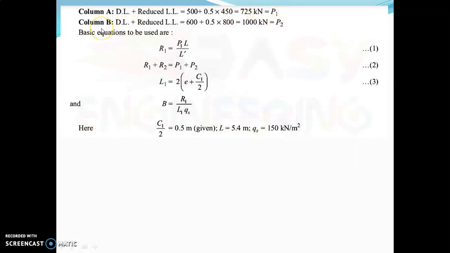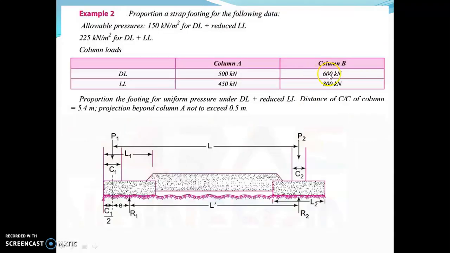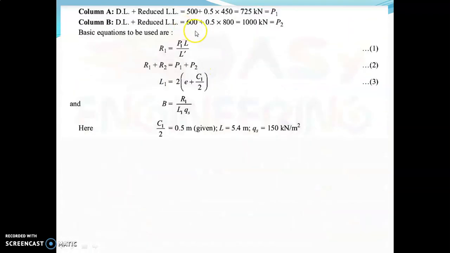Next, for column B, same condition, dead load plus reduced live load. Here dead load is 600 and live load is 50%, that is 0.5 of 800. So 600 plus 0.5 of 800 is equal to 1000 kilonewton. So P2 is equal to 1000 kilonewton.